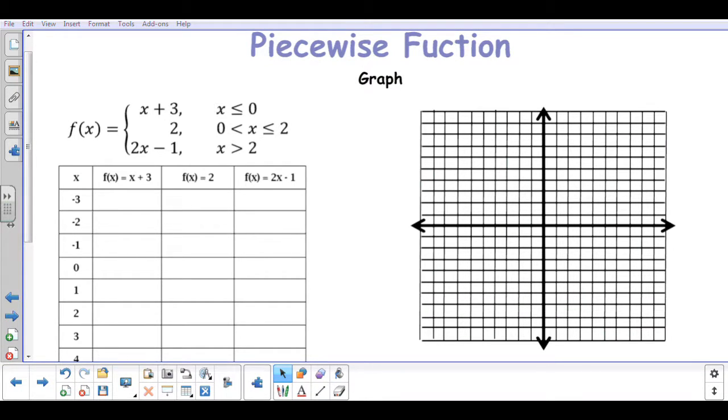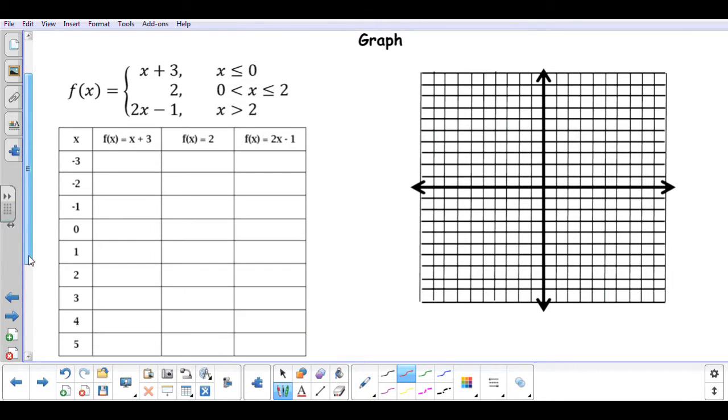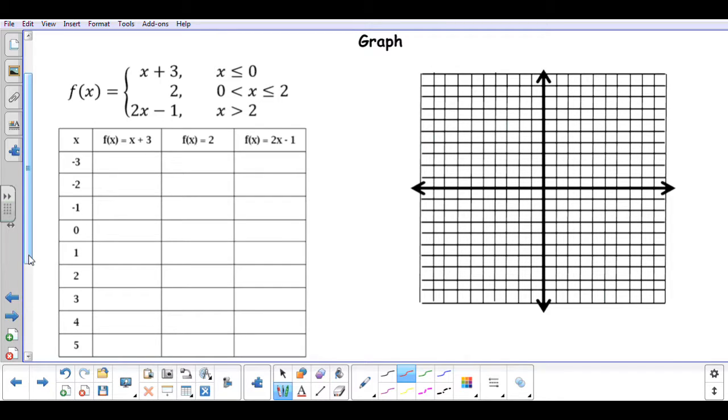When it comes to graphing a piecewise function, the best way that I have found to do this is by using a table of values. So here in my problem I have 3 different equations, so I have 3 different columns for each one of those equations. I also have restricted values for all of them, so that's where this table is going to come in. So if I start off with the very first equation, x plus 3.